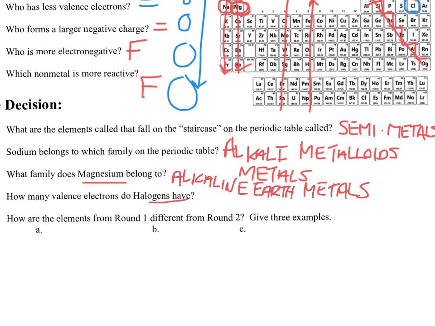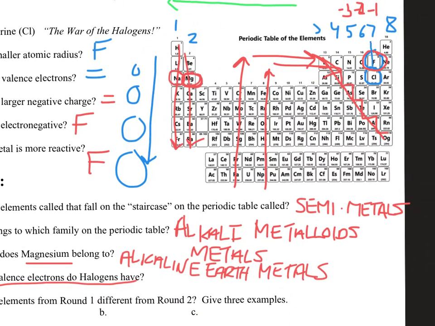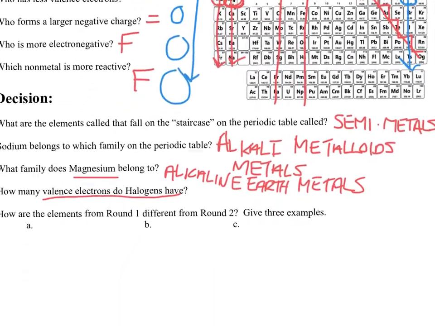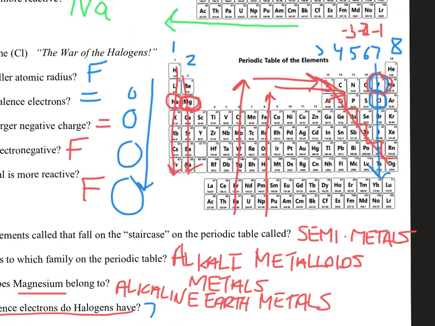All right, let's look at the next question. How many valence electrons do halogens have? Well, halogens are group 17. Group 17 is fluorine, chlorine, bromine, iodine, etc. So if they are group 17, they have 7 valence electrons. If you recall, remember the trend. Group 17 has 7 valence electrons. You just drop the teen.